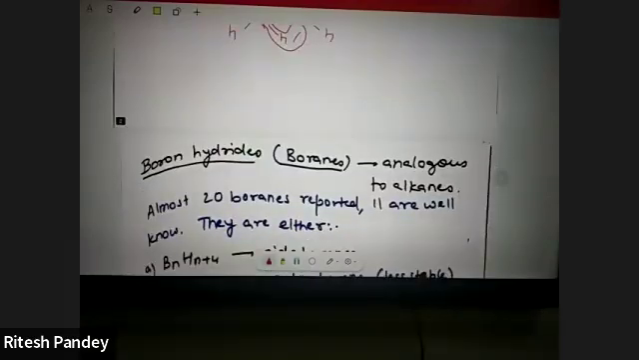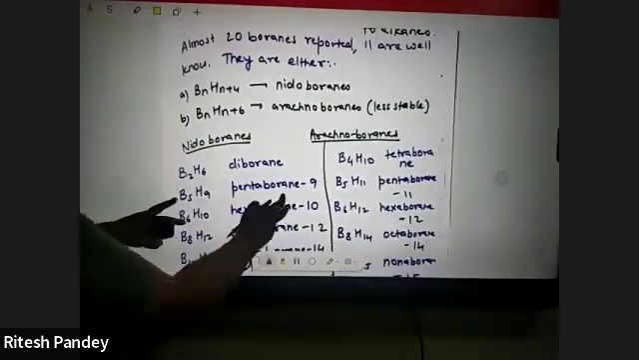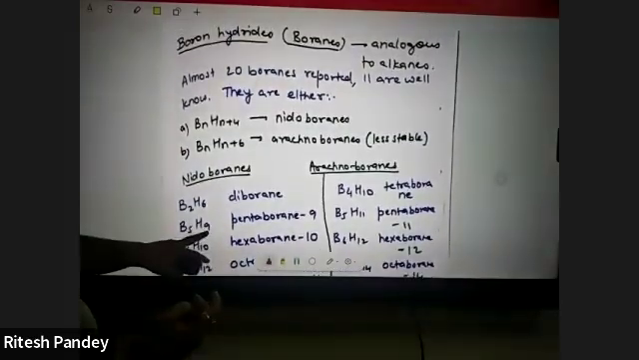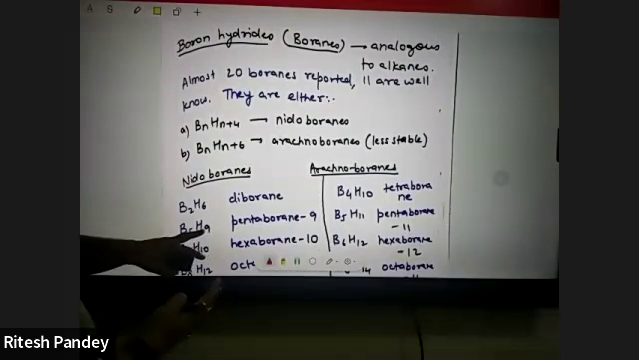We move on to this general discussion. This is something which I would want you people to know. Boranes are analogous to alkanes. They are naturally the hydrides of boron. 20 boranes are reported, 11 are well known.